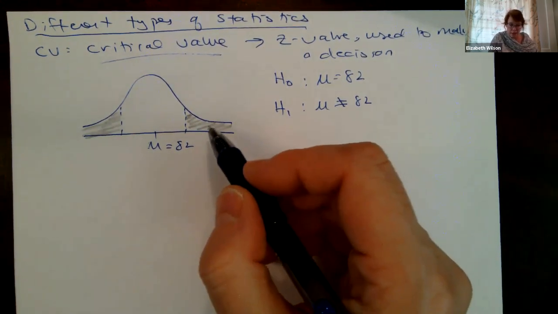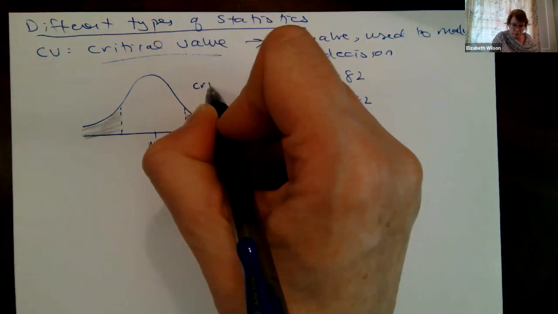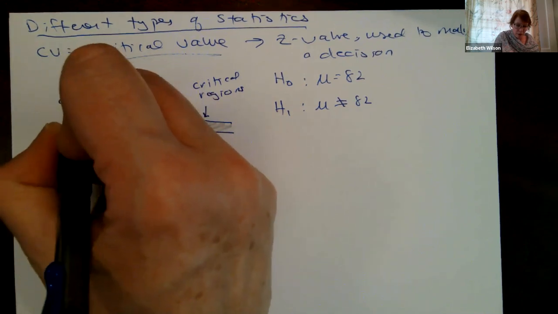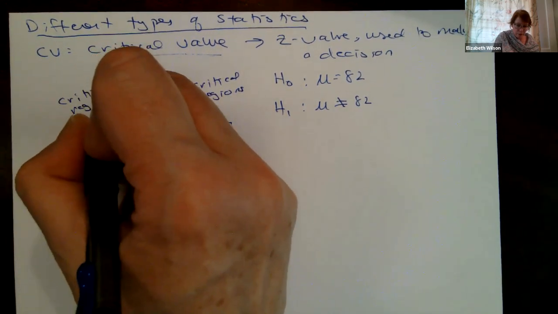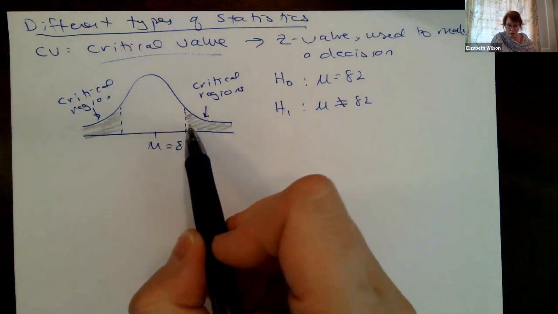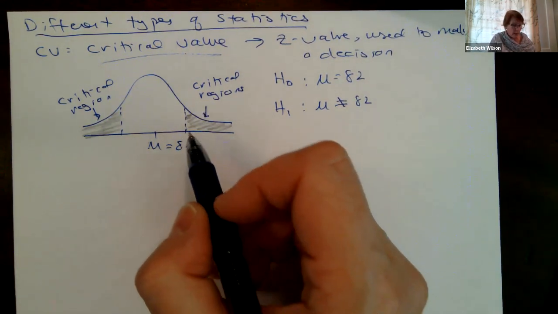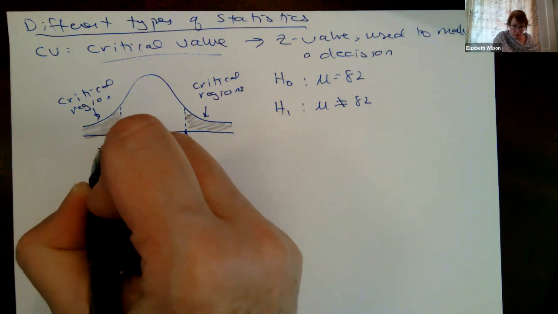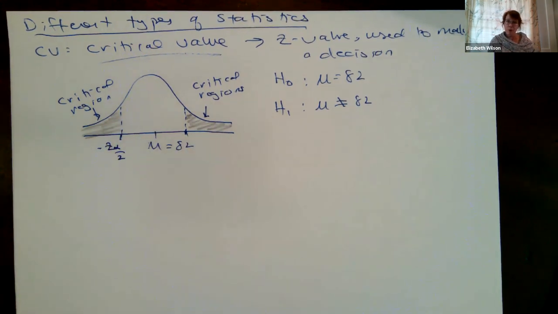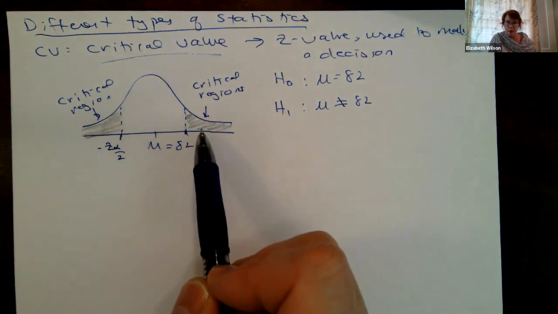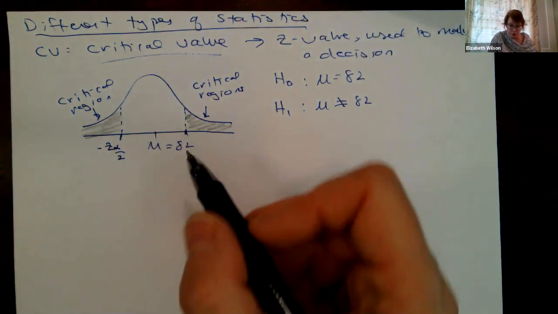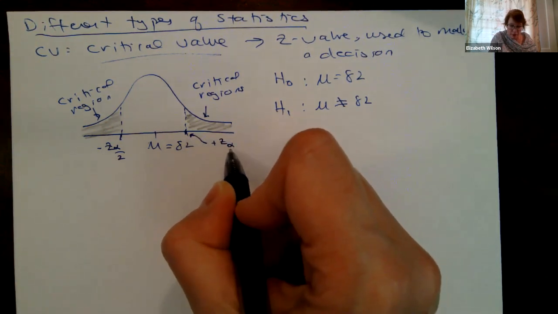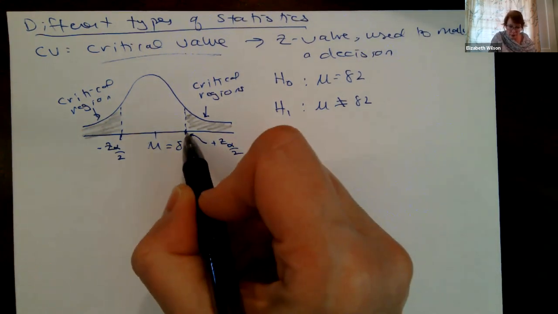These regions that are shaded in are called critical regions. Remember, these are still probabilities. The area in this critical region is a probability. This value here that defines the beginning of these critical regions is defined as my Z alpha over 2, because I've split my alpha into two different pieces, so I have to use Z alpha over 2. That's my negative Z alpha over 2. This is my positive Z alpha over 2. There's a little arrow saying it starts right there.